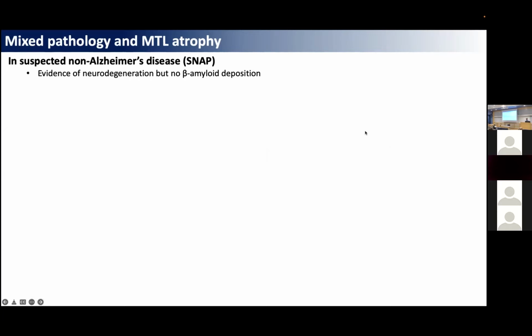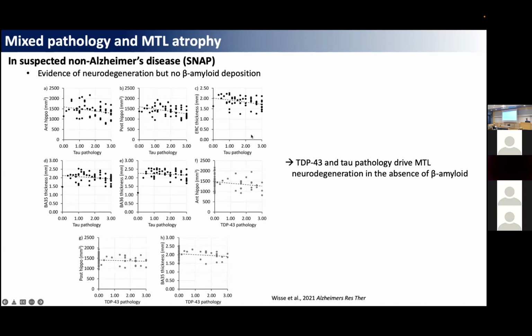The same kind of analysis was also performed in individuals with suspected non-Alzheimer's disease pathophysiology, so in individuals with SNAP. These individuals have very strong, very AD-like MTL atrophy, but they don't have amyloid deposition, so they don't have Alzheimer's. In a paper published last year by Laura, they found also an association between TDP43 and tau pathology with MTL atrophy.